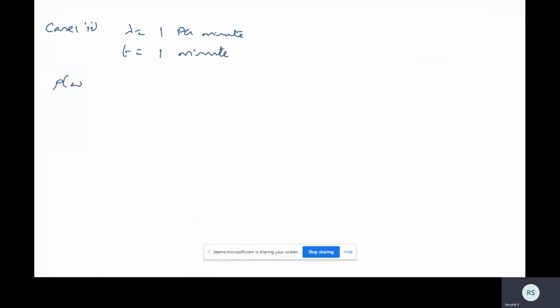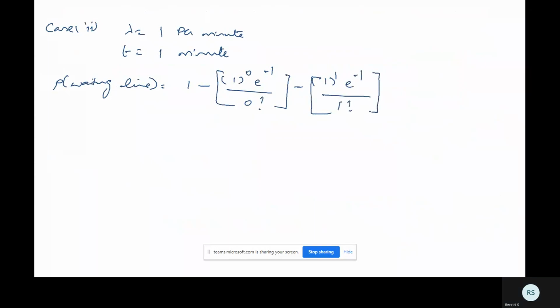So probability of waiting line in this case is 1 minus, lambda into t is 1 into 1, 1 power 0, e power minus 1 divided by 0 factorial. Okay, I'm just substituting k equal to 0 first. Then I have to substitute k equal to 1. So 1 power 1, e power minus 1 divided by 1 factorial. Then I have to substitute k equal to 2, 1 power 2, e power minus 1 divided by 2 factorial. So you can substitute this later. This is the answer for case 2. Similarly, you can do it for case 3.